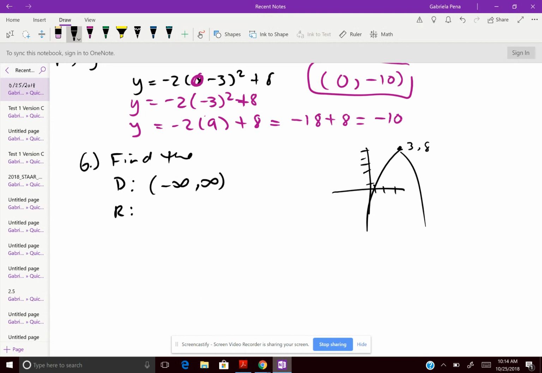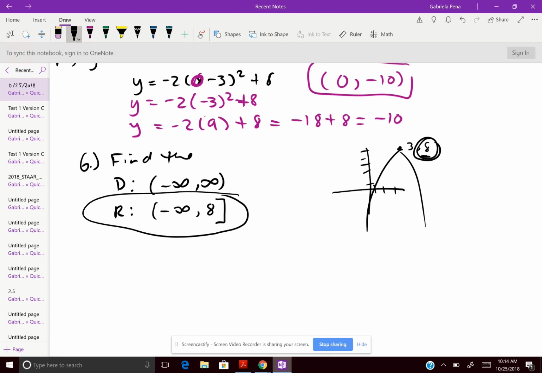What is the highest it goes? 8, right? Now, where do we get the 8 from? The y value in your vertex. Now, is it going to be everything to positive infinity or negative infinity? So this goes from negative infinity up to 8 with a bracket. The only thing that's going to be different from answer to answer when it comes to domain and range is going to be your range. And it's going to have to do with the y in your vertex.